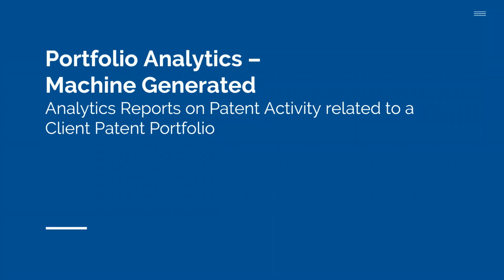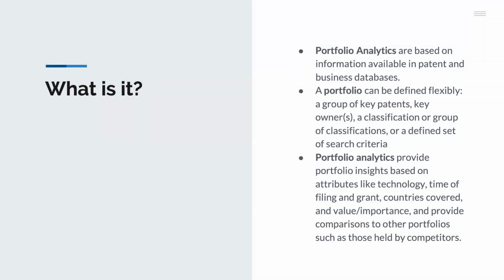So let's go ahead with portfolio analytics, just an overview, and then we'll get into some actual slides to show you the actual analytics and get some commentary. Portfolio analytics are based on information available in any patent and business databases. I think most of the analytics companies take their information from public databases that essentially anybody can access, but they pull them in, curate them, and clean them up. They also pull in data from business sources, relationships between corporations and their subsidiaries, and other business data, and then aggregate it all together and, voila, give you some great reports.